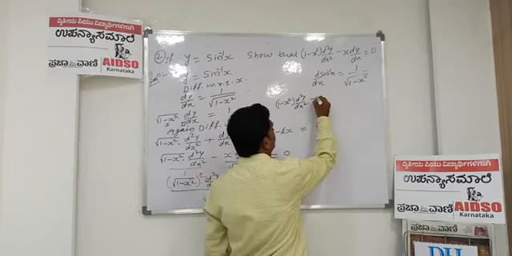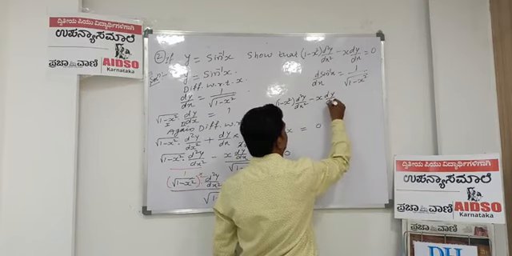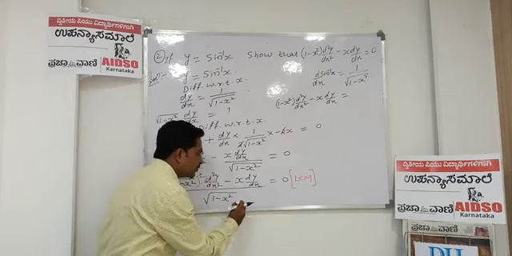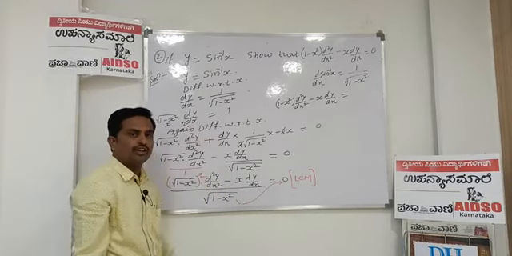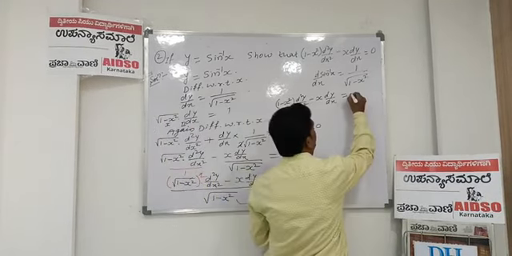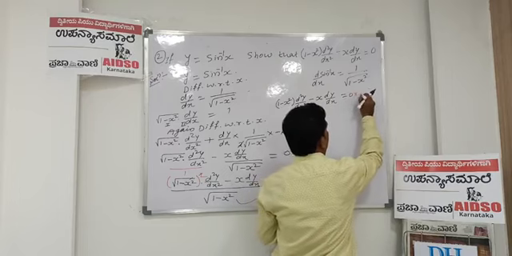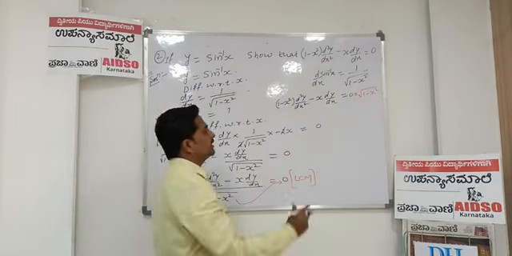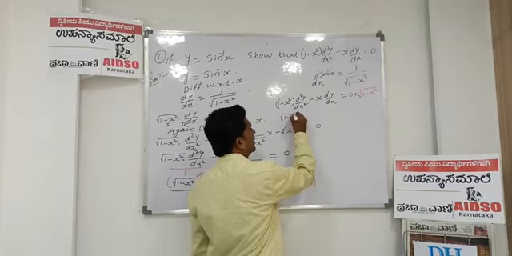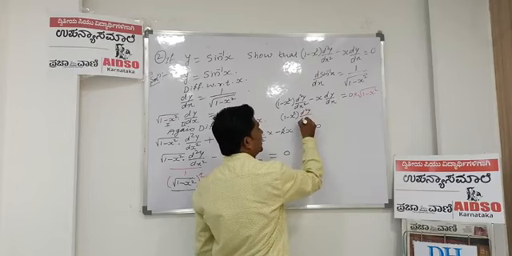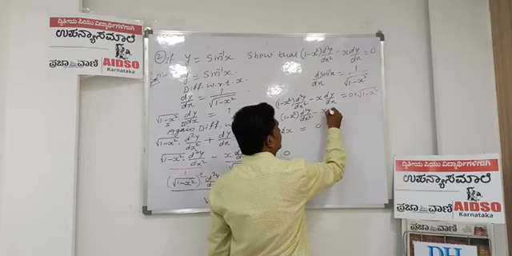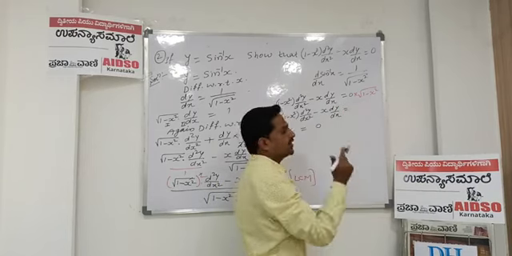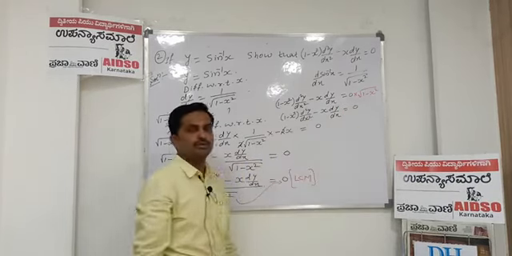minus x dy by dx is equal to, now this denominator part, if you transpose it to the RHS, what will it become? It becomes 0 into square root of 1 minus x square. Therefore, in the last step, what we will get? 1 minus x square into d square y by dx square minus x dy by dx is equal to 0 into anything, if it gets multiplied, it will be equal to 0.